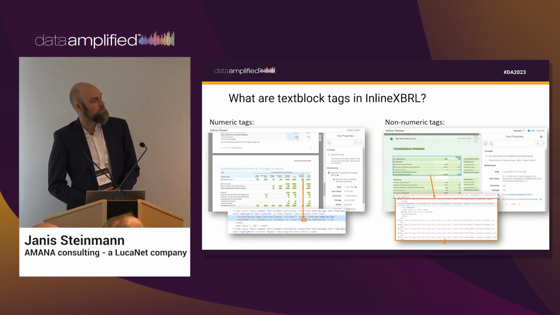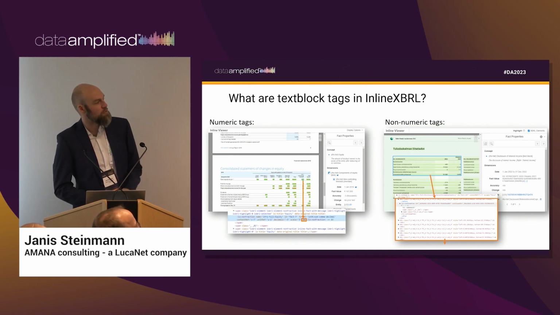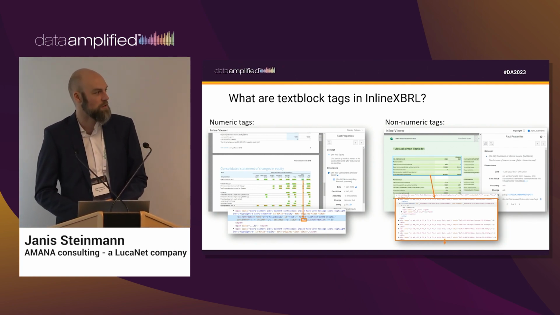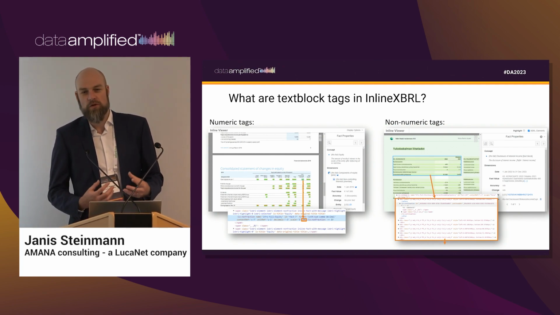I think most of you don't need an introduction to how TextBlock tags work, but just a little bit of a refresher for those of you who haven't been obsessing about TextBlock tags as much as, for example, Alex and I during the last 1 or 2 years. So for inline XBRL, if you have a numeric tag here on the left-hand side, the content of the tag is quite easy. It's a number, right? And there's a lot of restrictions on it. You cannot put a lot of things in it. So it's comparatively easy, right?